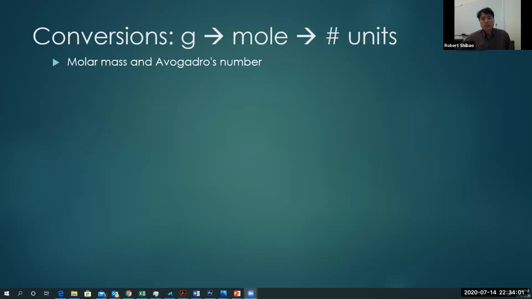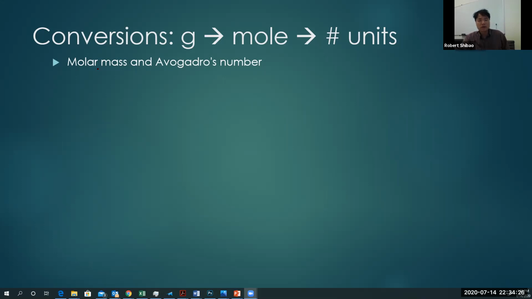So we can do some calculations to get some relationships. The most common calculation is a gram to mole and a mole to number, or the reverse, number of units to moles, or two of these. But this is a typical sequence, and the two conversion factors that we use are molar mass. Molar mass is a mole of units. How much does a mole of units weigh?